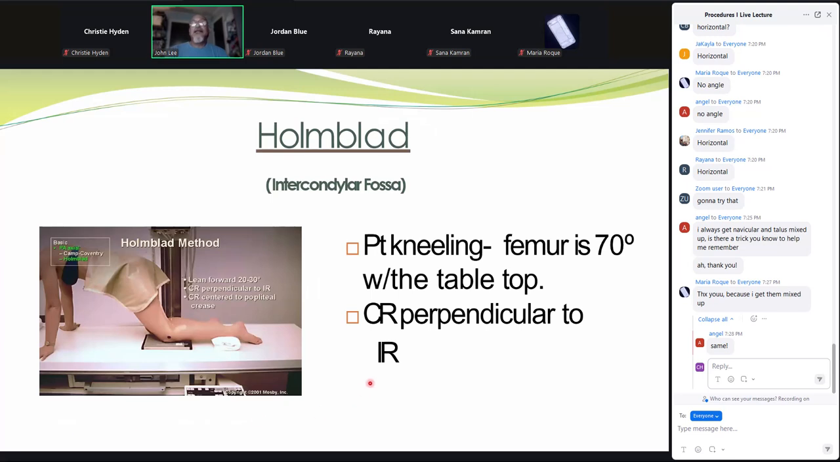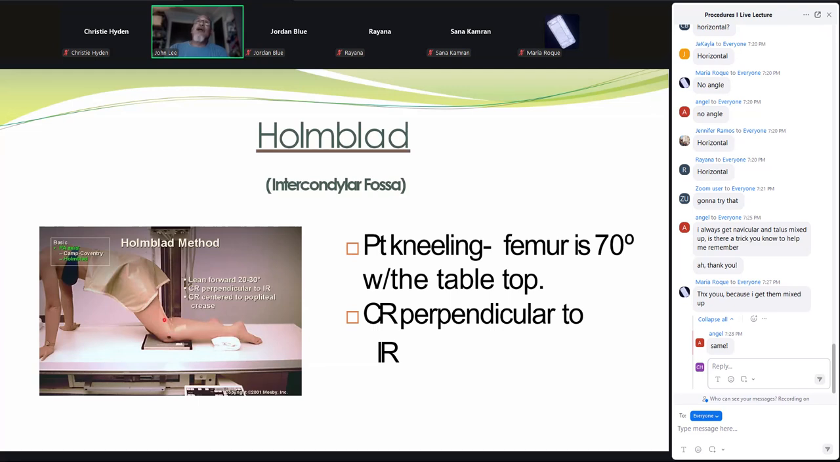The Holmblad is a modification of the first one, Camp Coventry. I remember this one because the patient is on all fours, and you remember if the patient's on all fours, they're at home being bad. The Holmblad. Patient is kneeling. The femur is at 70 degrees to the tabletop. This should be not parallel to the tabletop. This will be at 70 degrees.